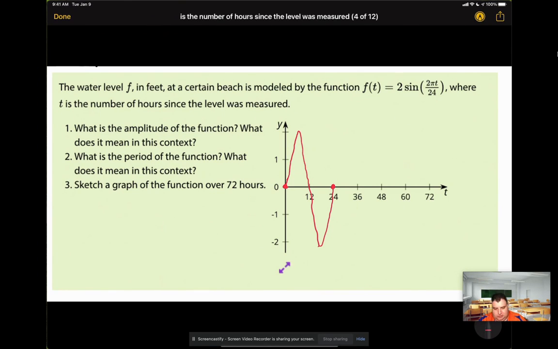So the next 24 hours are going to be the same thing. It's going to go up to my high tide, down to my low tide, back up to 0. And then same thing, up, down to my low tide, and then up to 0. And that is a very rough sketch of the graph. And that is it for this lesson.